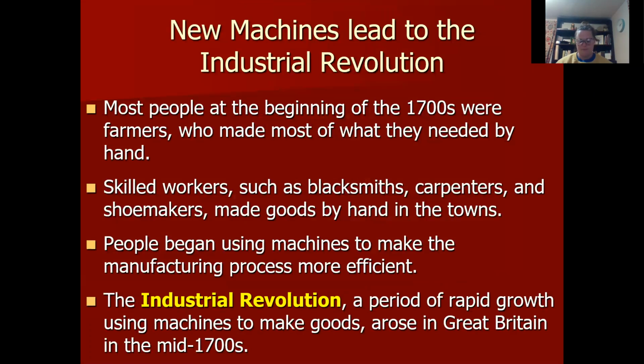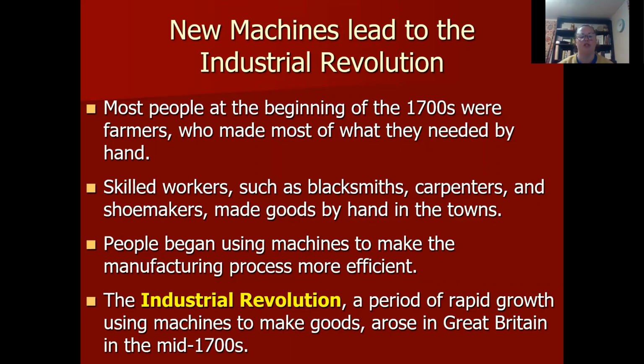All right, so we're talking about an industrial revolution. What is that? Well, most people at the beginning of the 1700s were farmers who made most of what they needed by hand, right? We did not have this technology yet readily available. And so most things are made the old-fashioned way. Skilled workers such as blacksmiths, carpenters, and shoemakers made goods by hand in the towns. Things were expensive and it was slow and it was by hand. People began using machines to make the manufacturing process more efficient, also making it cheaper, right? So people could consume even more.